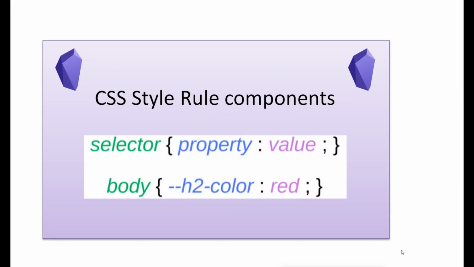This style rule is telling Obsidian that we want the style rule to target the body of our document, meaning the entire vault. This is the selector, in such a way that it sets the color of all heading 2 text, this is the property, to the color red. This is the value being assigned to that property.